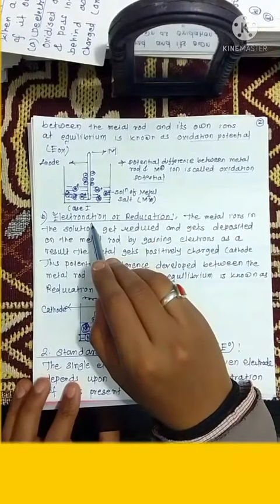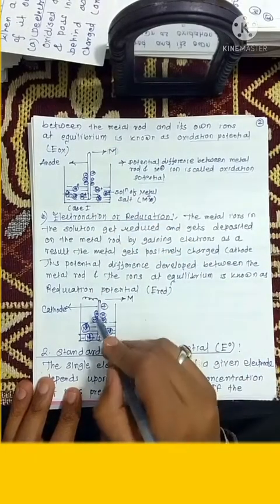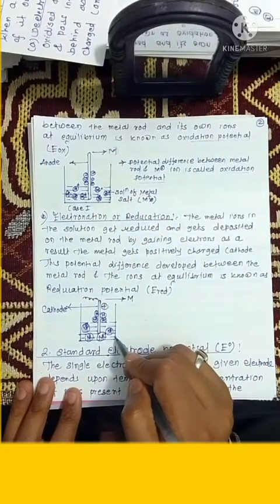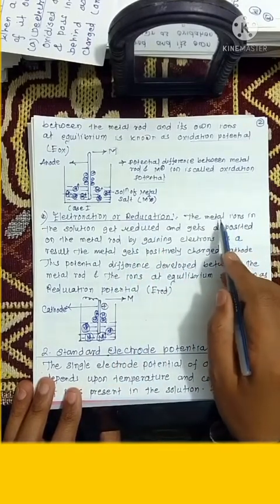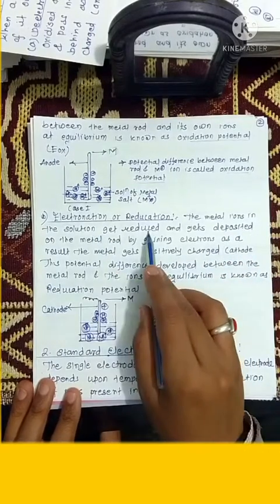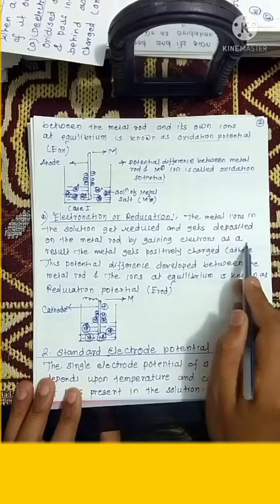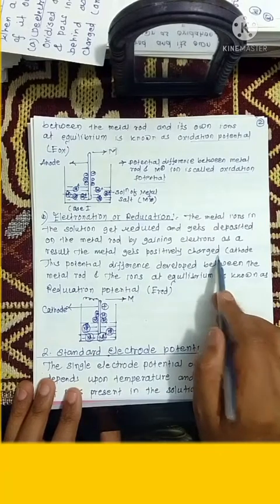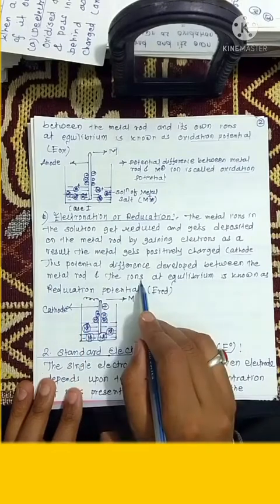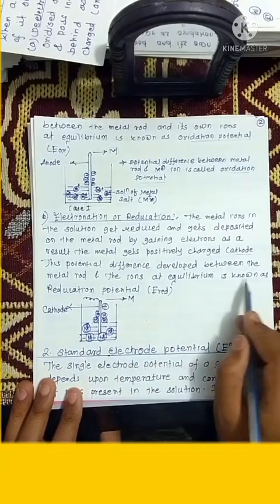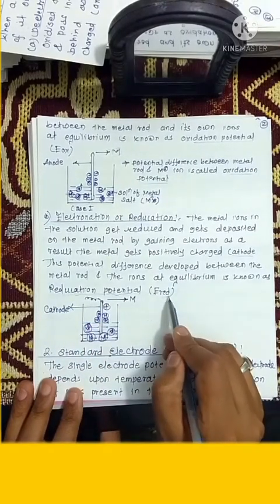Now we are going to see the second possibility. When we dip a rod in its own solution, the second possibility is of reduction. In the second possibility, the metal ions in the solution get reduced and get deposited on the metal rod by gaining electrons. As a result, the metal gets positively charged, that is cathode. The potential difference developed between the metal rod and ion at equilibrium, in this case, is known as reduction potential. It is denoted by E red.